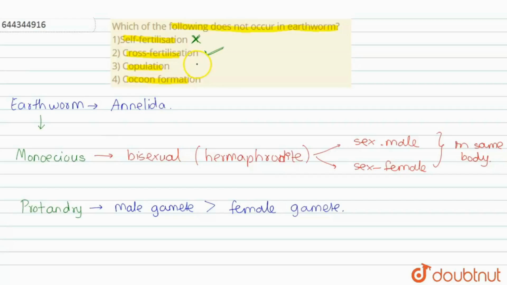The third option was copulation. Copulation has to occur because of sexual reproduction, and cocoon formation also occurs in the development of an earthworm. So the other three options are correct, and the incorrect one is self-fertilization, which does not occur in the case of earthworm. Why it does not occur, I have explained to you. I hope I have answered your doubt.